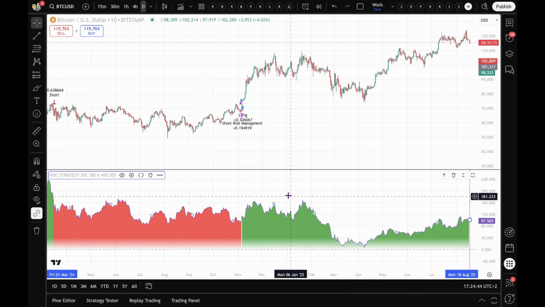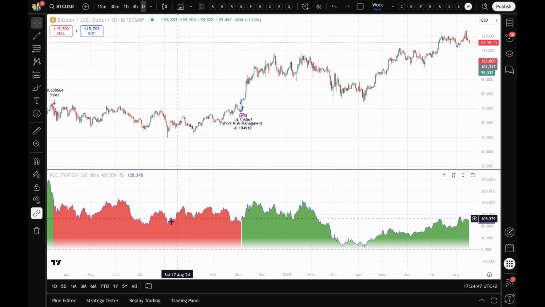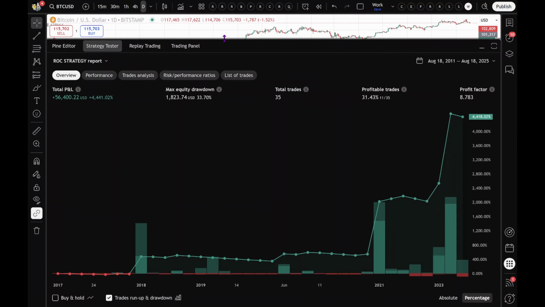Okay, our chart is updated, so we can now analyze the strategy results by clicking on Strategy Tester. Here we see that the total profit and loss is huge. It's more than 4,000%. The maximum drawdown is 33%, so it's a very risky strategy. And the total trades taken is 35. Here you have your equity curve.